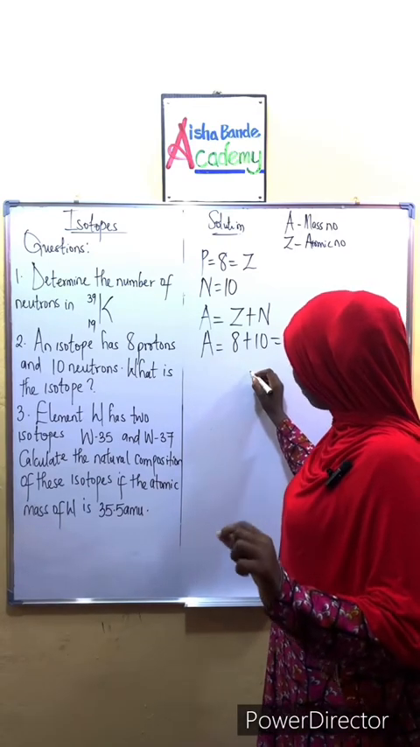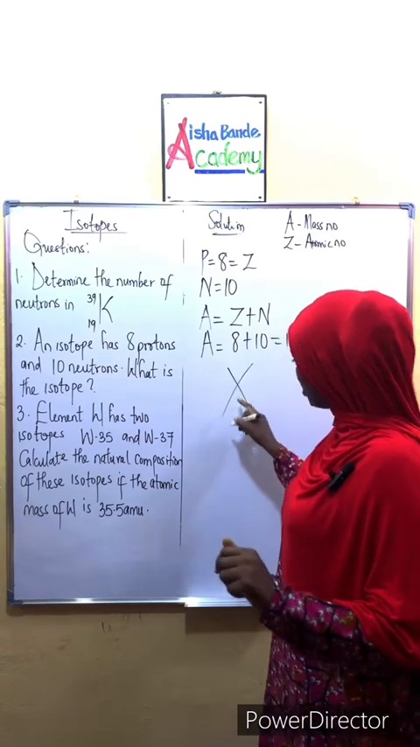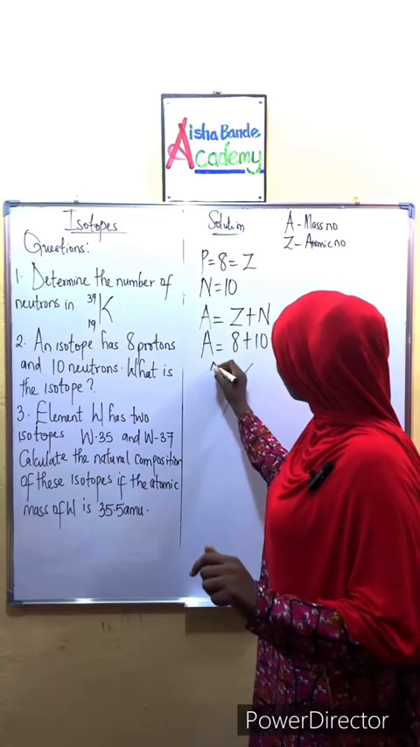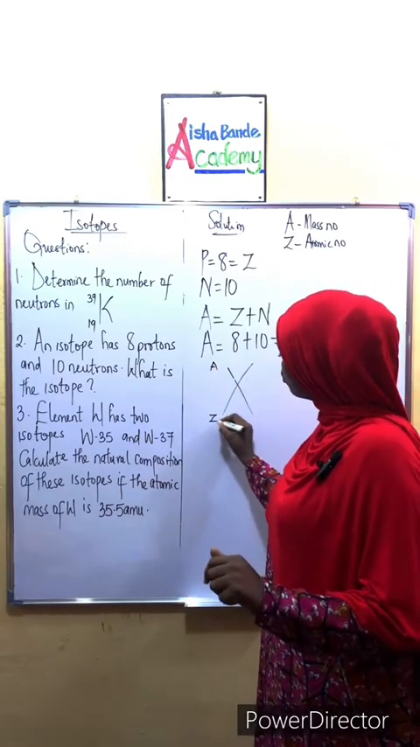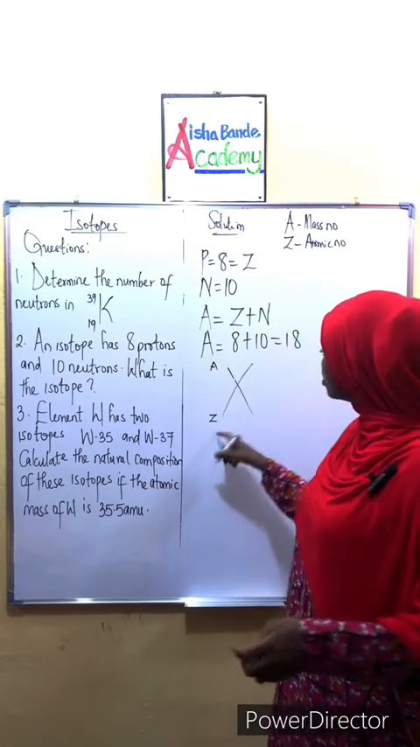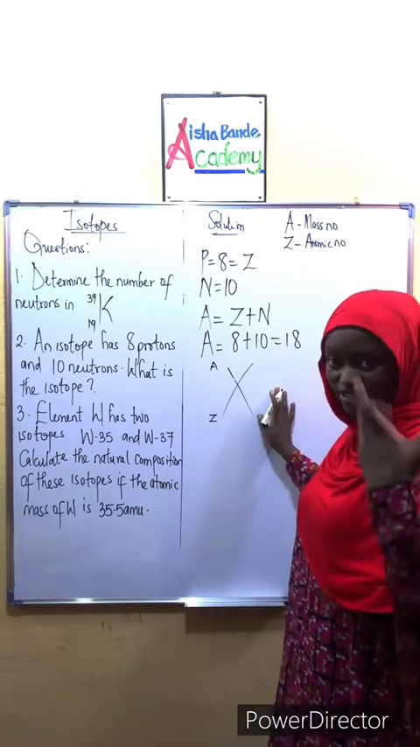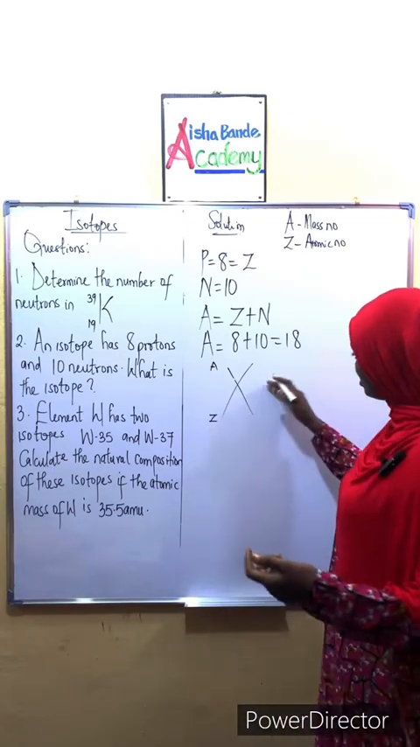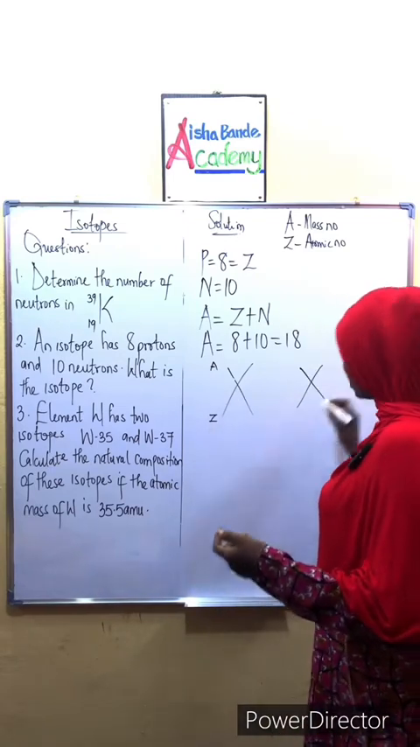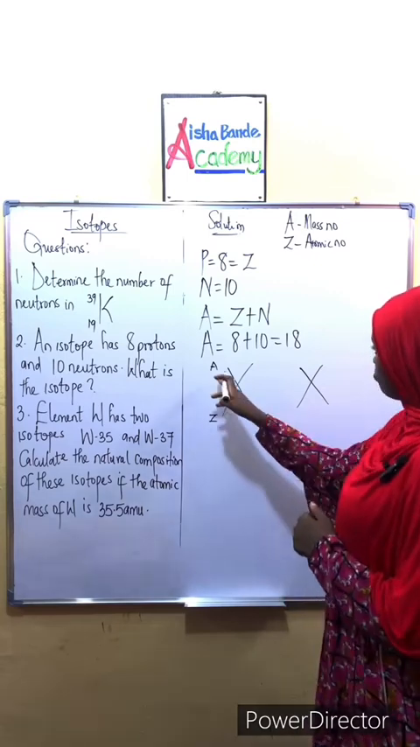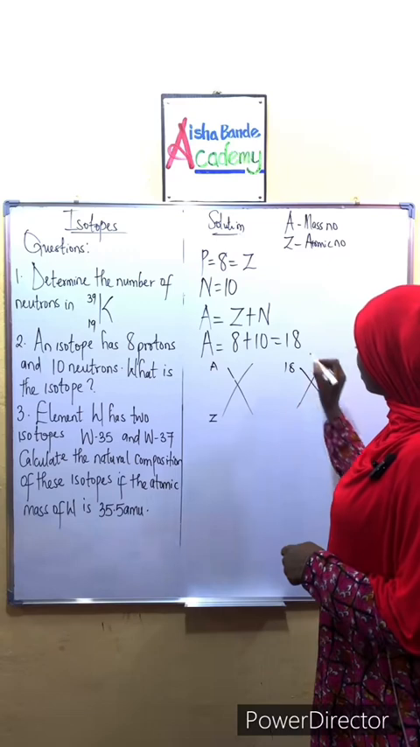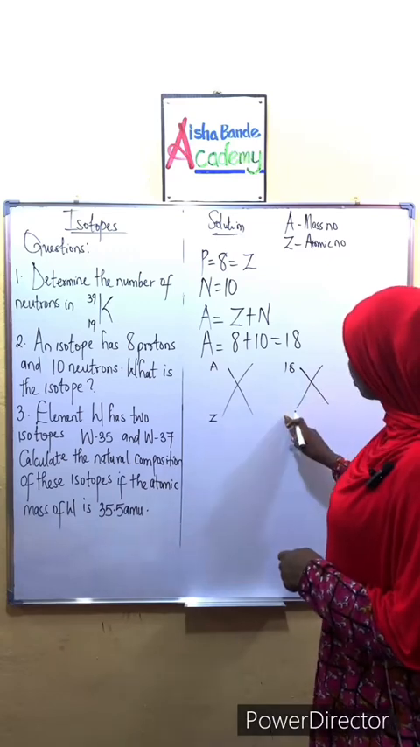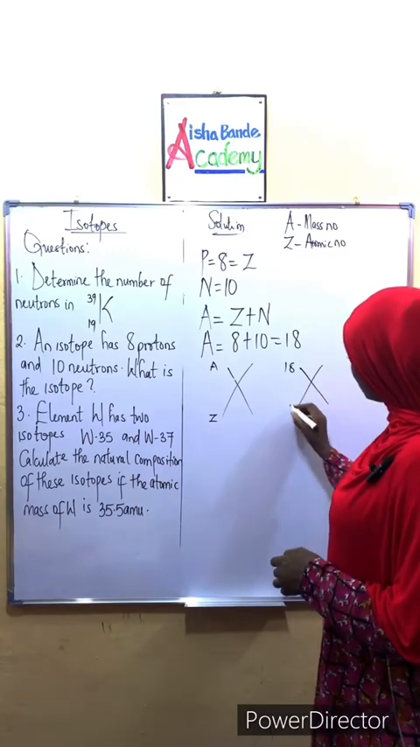So what this means is that, as we know, this is how an isotope exists. We have isotope X, which has the mass number A and the atomic number, which is Z, right? So now let's use this X as the element. Let's assume the element is X. So what is the mass number? So the mass number here is 18, while the atomic number is 8.